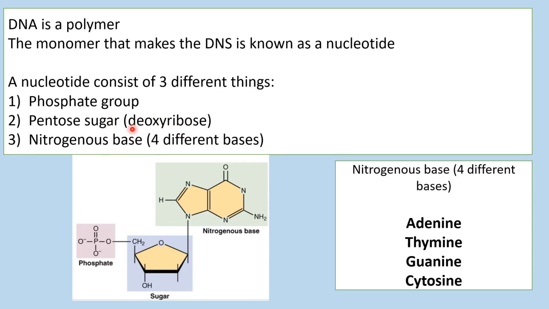deoxyribose. So pentose sugar is a generic name, but the specific name which you have to know for DNA is deoxyribose sugar. So that's the specific name of the sugar. And the deoxyribose sugar is attached to a nitrogenous base, and we have covered this. These are 4 bases: adenine, thymine, guanine and cytosine.